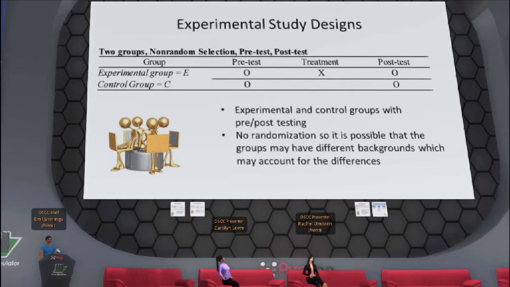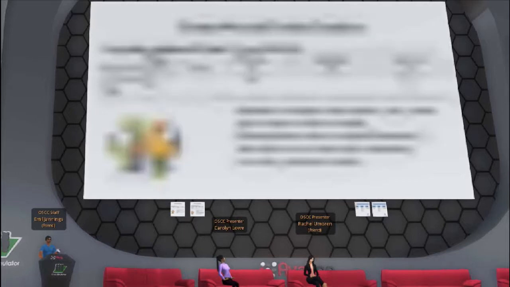So here we have two groups. We have an experimental group and we have a control group. And again, we have a pretest and we have a treatment and or an intervention, and then we have a post-test. So great that we have a control group. Poor that we have no randomization. So while the groups may be different at the end of the study, it may be that they were different to begin with. A lot of times when we're doing virtual world studies, we'll have a group of students that are fairly motivated. Maybe they'll volunteer for the study.